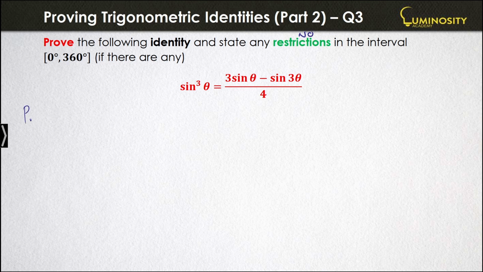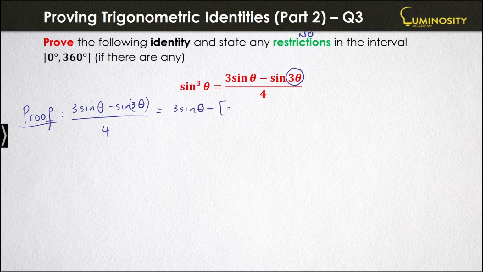Okay, so let's start off with the proof. Now, I'm going to use the right hand side because that has a fraction and it has a compound angle here. So hopefully once I've expanded that and simplified it, algebraically we can end up with a sine cubed term. So it's going to be 3 sine theta minus sine 3 theta. Okay, so the entire angle is 3 theta divided by 4. That's going to be 3 sine theta minus.